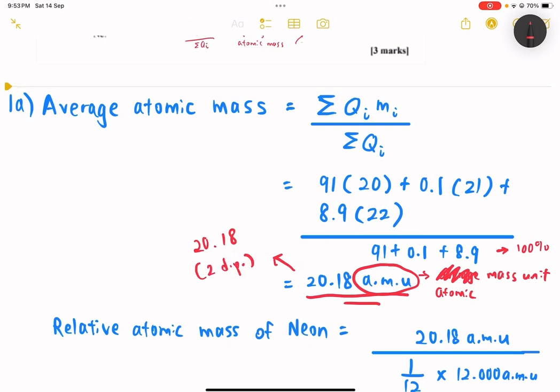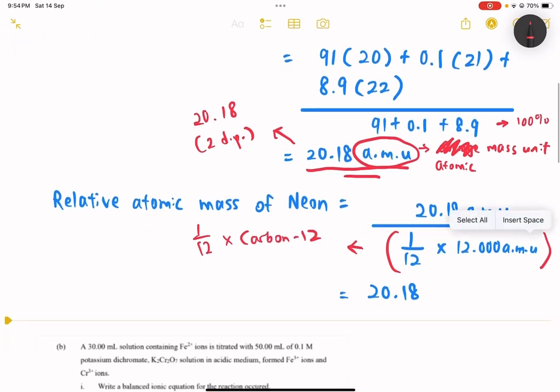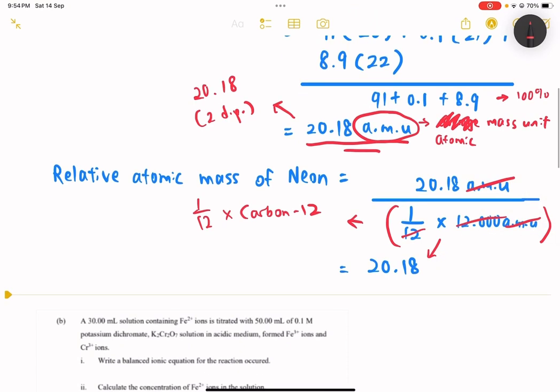Then, to find the relative atomic mass of neon, we simply divide it by 1/12 times 12 AMU, which is 1/12 times carbon-12. Then after we divide, we will find this answer, 20.18, without the unit. The relative atomic mass has no unit, please note that.